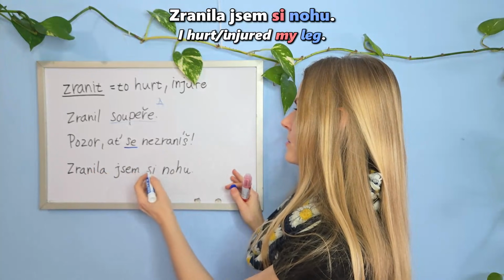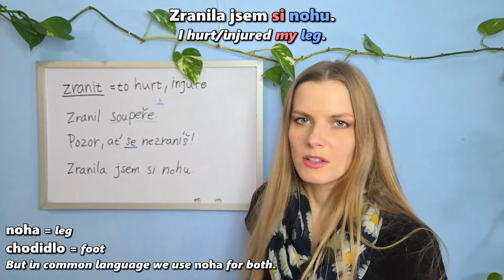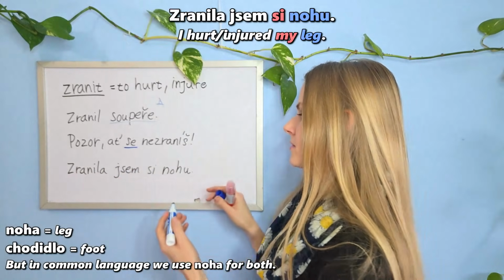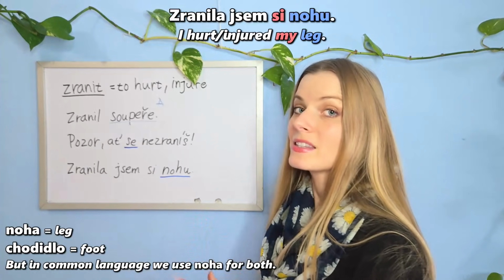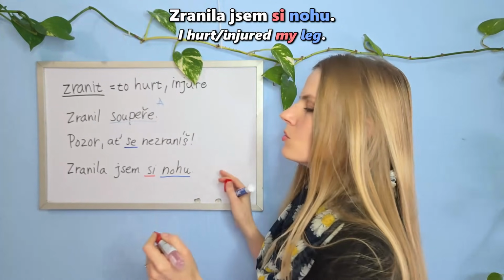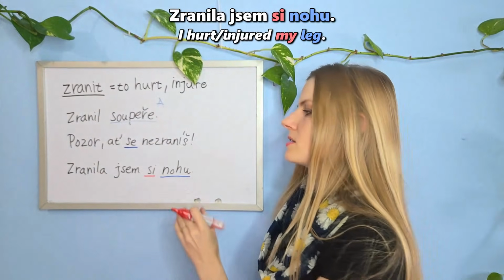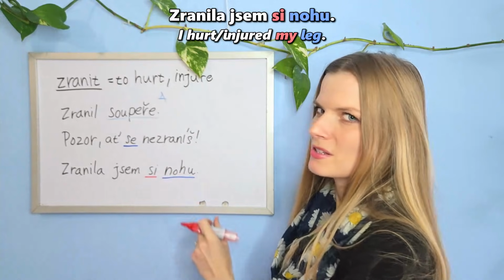Zranila jsem si nohu. I injured my leg or foot. In Czech we don't make much of a distinction. I hurt my leg. Nohu, that's the direct object, the accusative, and si is in the place of moje. Moji nohu, we don't say moje, instead we say zranila jsem si nohu. I hurt the leg to myself.